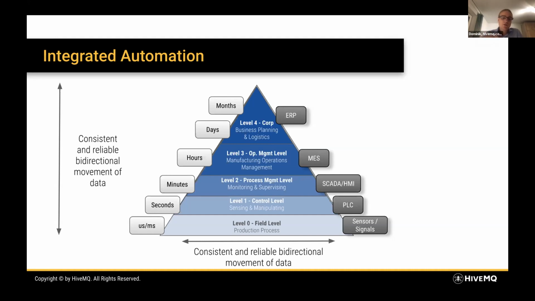On the one side, we're talking about milliseconds and microseconds here. And then if we go up, we sometimes aggregate data up to months and days. And so we have different levels of timings required. But the important thing here is a consistent and reliable bidirectional movement of data from the shop floor to the top floor, and sometimes even back, is required. And this between layers, but also if you're on the same layer.